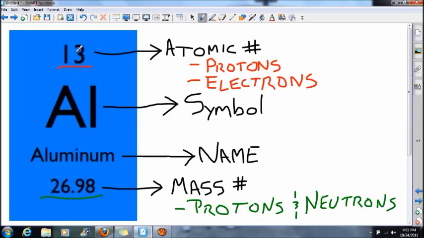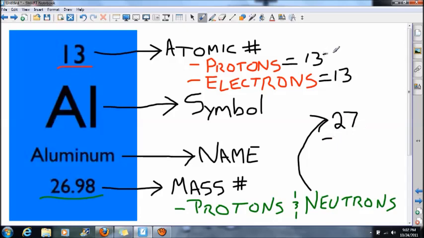Since we know the top number tells us the number of protons, 13, and this down here tells us the number of protons and neutrons together, all we have to do is a little bit of math and we can figure out how many neutrons there are. Protons, if they equal 13, electrons equal 13. To figure out how many neutrons there are, I'm going to take the mass number, which is 27, and go ahead and round it, and I'm going to subtract the number of protons, which is 13. So doing some quick math here, that means that there are 14 neutrons.